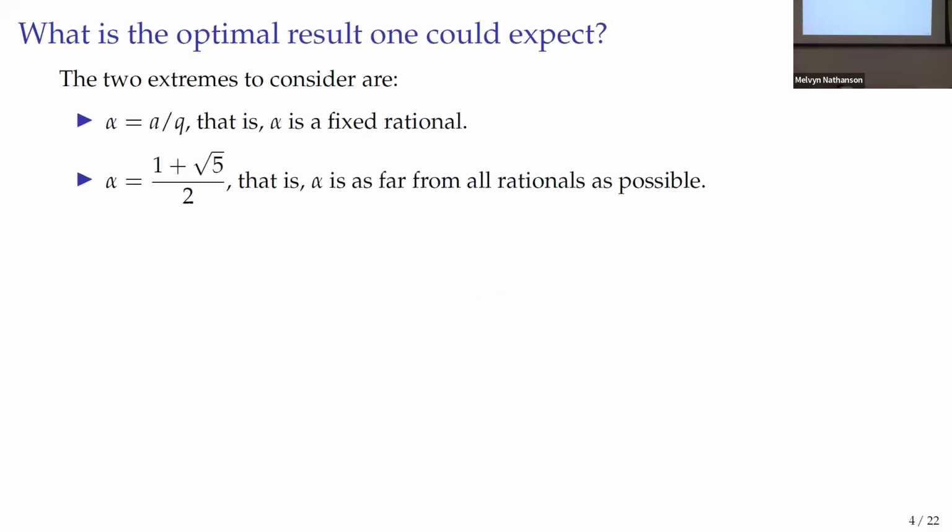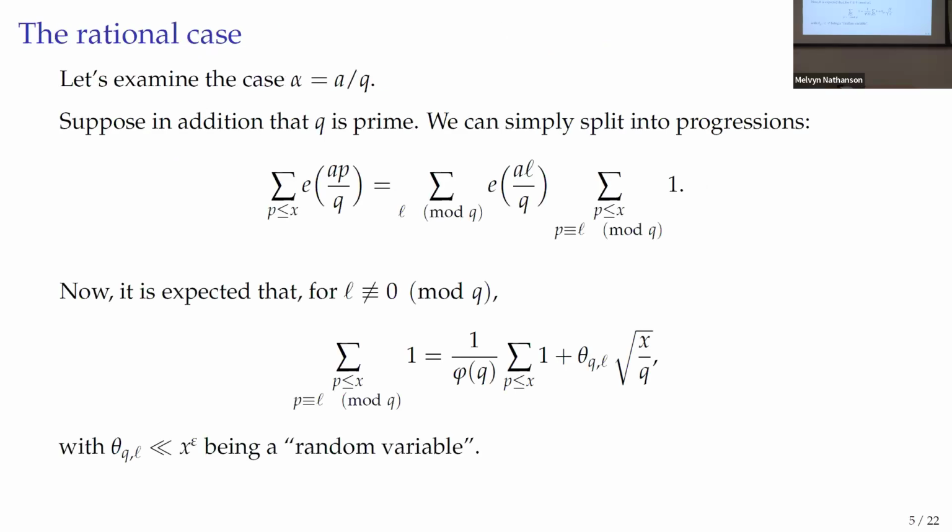Okay, so now if you're not familiar, I want to walk you through what to expect for the sum. So what is the actual conjecture that we expect to be true for the sum? If you want to make a conjecture for the sum, you need to distinguish two cases. The case of alpha being exactly rational, and the case of alpha being as far away from rationals as possible, so alpha being the golden ratio. So let's start with the case of alpha rational and see what we expect for the sum.